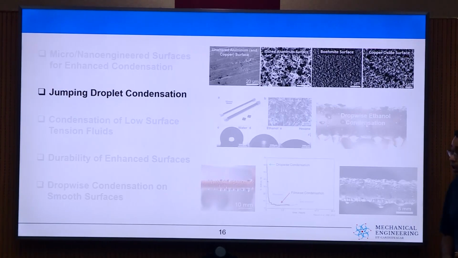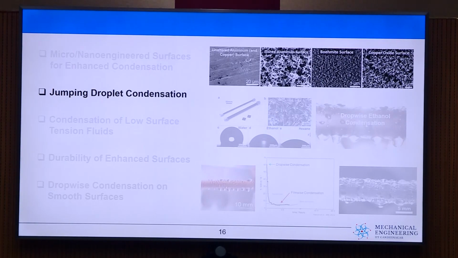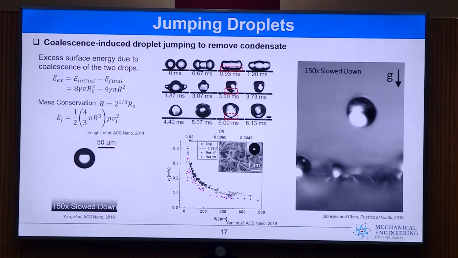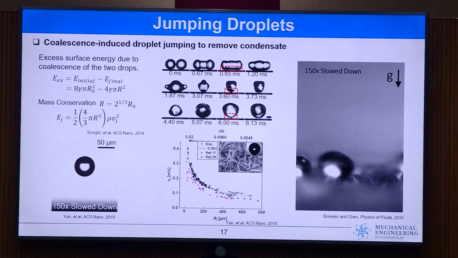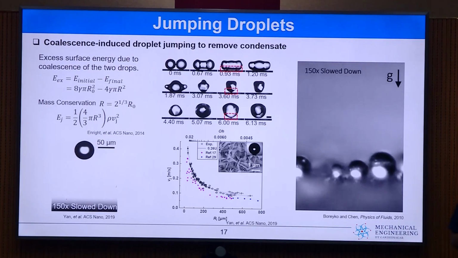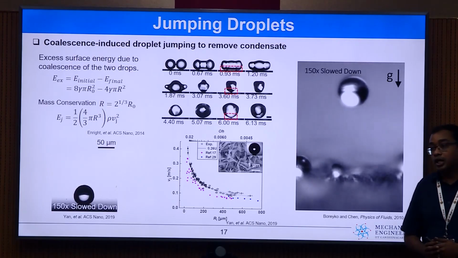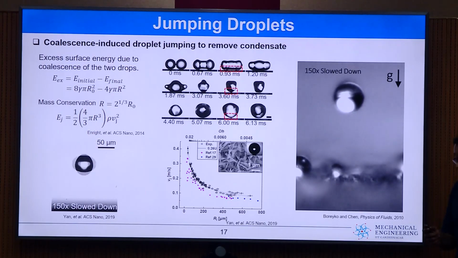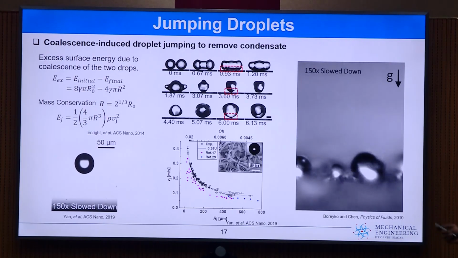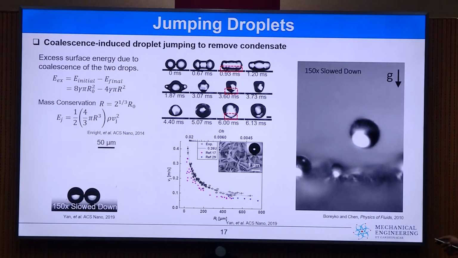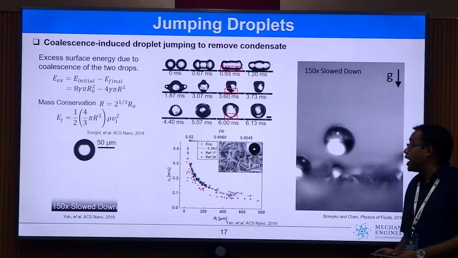Now, moving forward to a specific kind of condensation, which is the jumping droplet condensation. This stems from the fact that back in 2010, Boreyko and Chen identified that when two droplets coalesce on a superhydrophobic surface, there is an excess of surface energy, right? Because when two droplets are coalescing, your total surface area is going down. Therefore, you have an excess of surface energy, and that can help in propelling or bouncing the droplet out of the surface. So what you see over here is essentially two droplets coalescing and jumping.